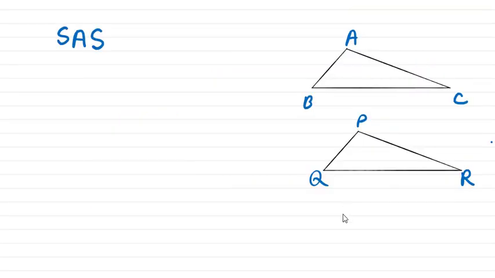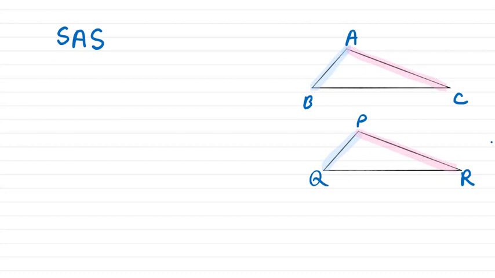Now this is the second criteria, that is SAS criteria. This is very important, and most students make mistakes in this, so you have to understand it very nicely. Here, SAS means two sides are equal. Let's say AB is equal to PQ, and another side is also equal, so we say AC is equal to PR. These two sides are equal because two S's are there.